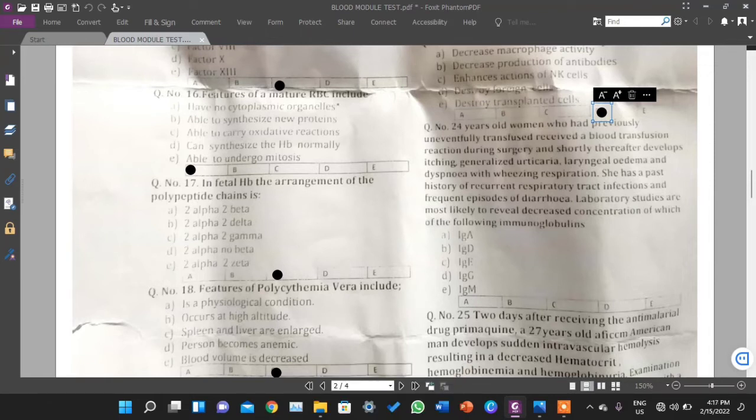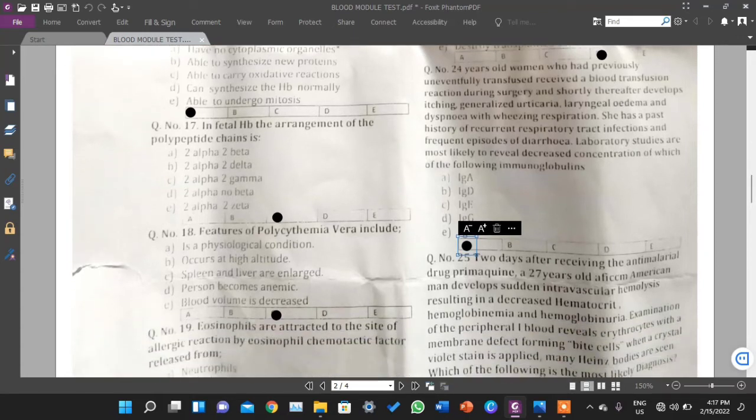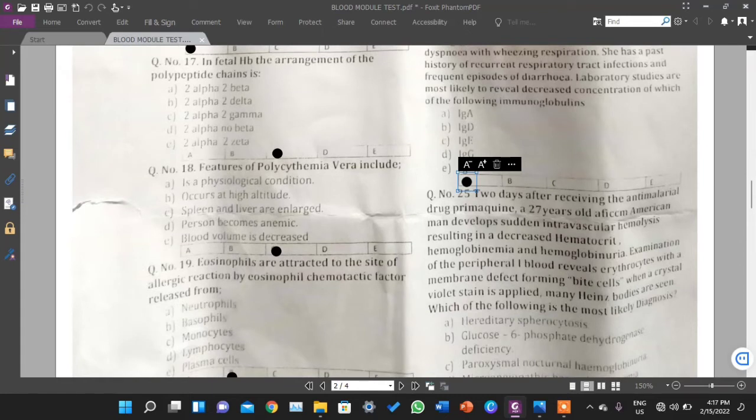For question number 24, the option is going to be IgA, because the patient also has a history of recurrent respiratory tract infections, while IgA is basically released in the secretions, which include secretions in the mouth, trachea, bronchi, esophagus, or the whole GIT. So IgA is responsible. Deficiency of IgA can cause these symptoms.